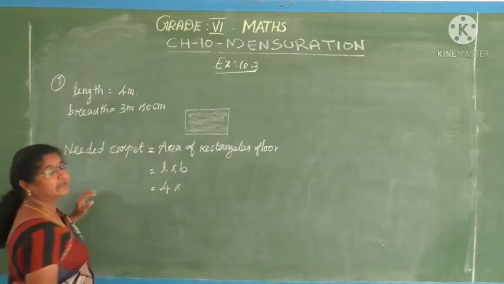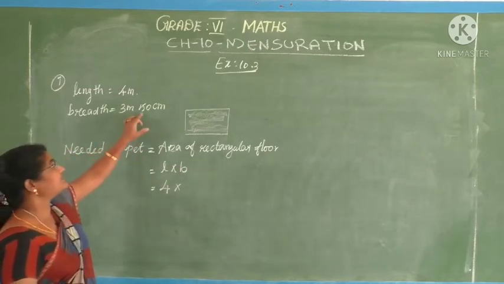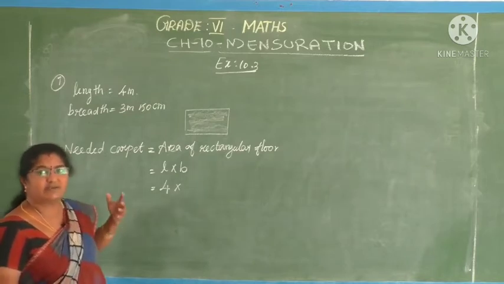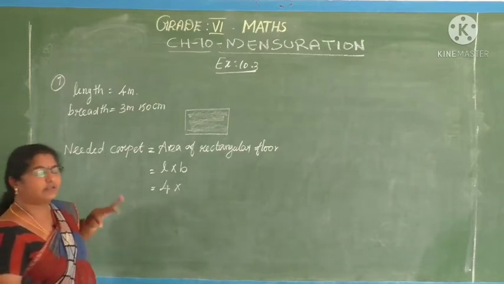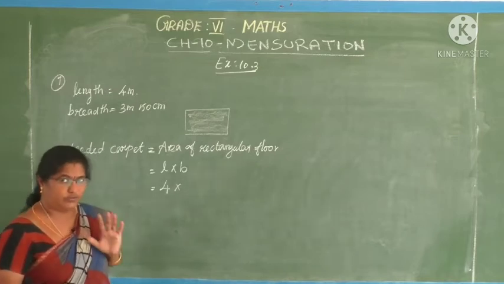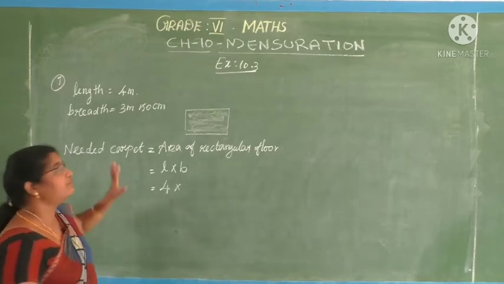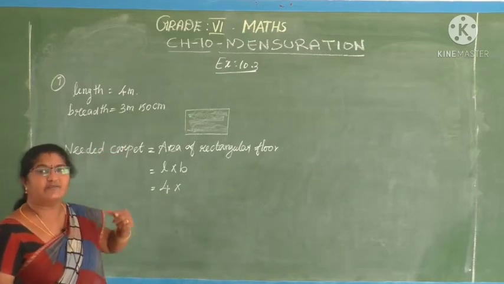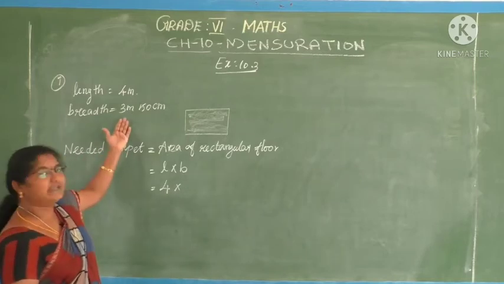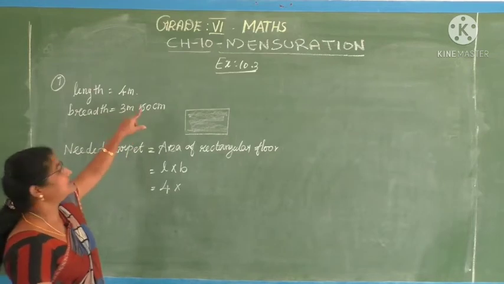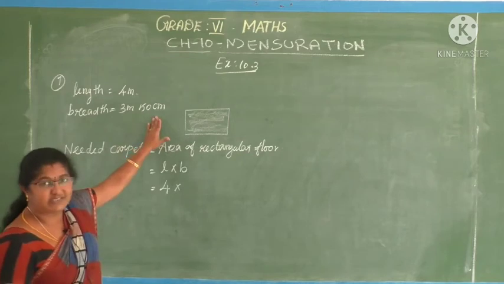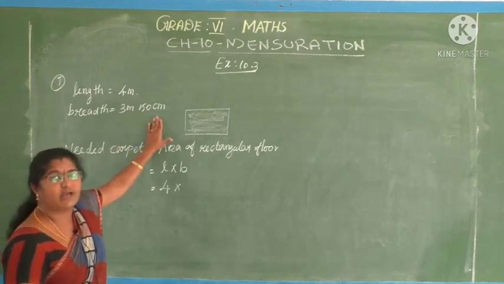Breadth, see how this breadth is? 3 meter 50 centimeter. Whenever you do a problem, all the measurements should be in the same unit. Already I informed you. Now here this is in meter, but this is in meter and centimeter. So you convert into the same unit, either in meter, or convert meter into centimeter and this also into centimeter. Any one unit we have to use.